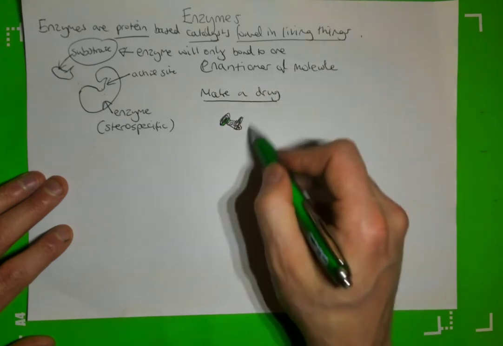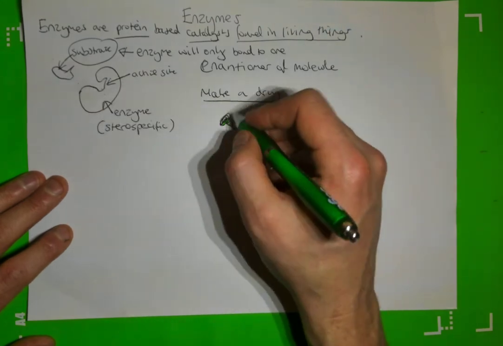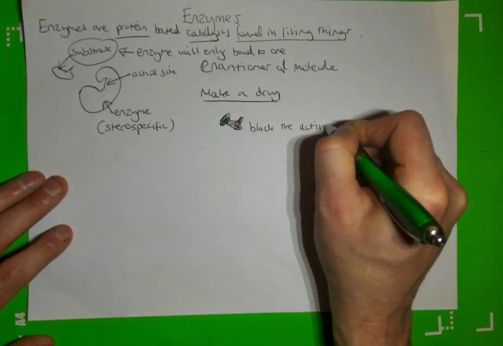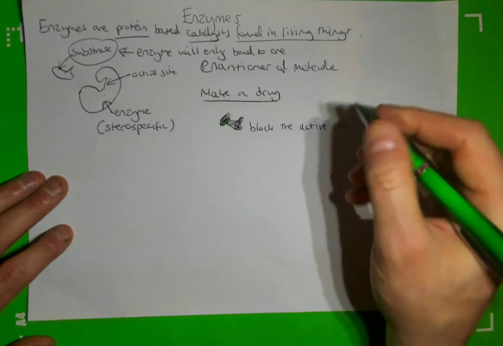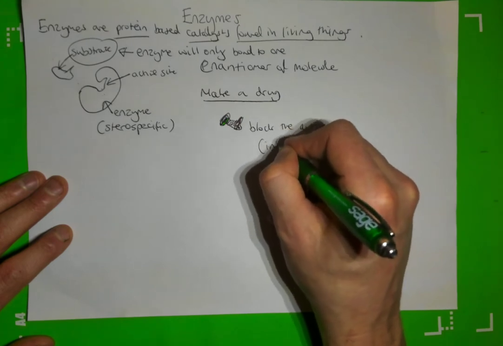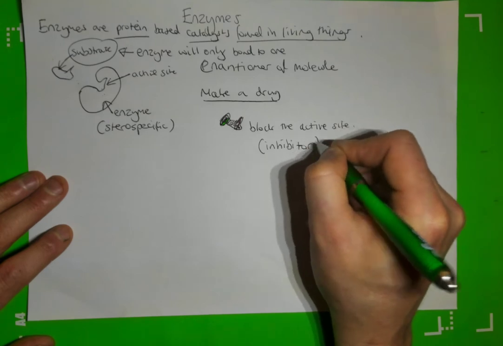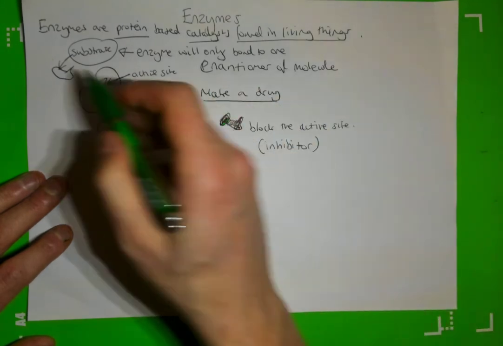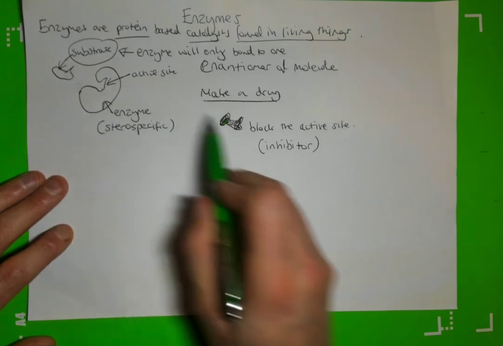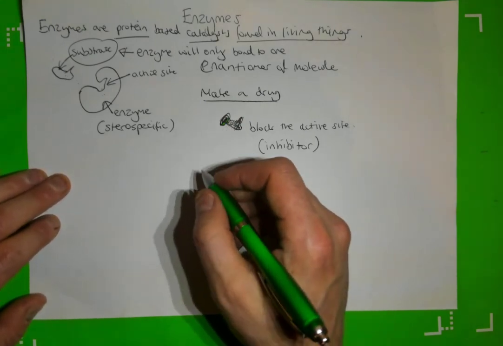And because it's this shape, it will fit into the active site. And what it will do is, it will block the active site. And we call this drug an inhibitor. We call it an inhibitor because it inhibits the substrate from bonding with the active site, because the drug is the same shape.